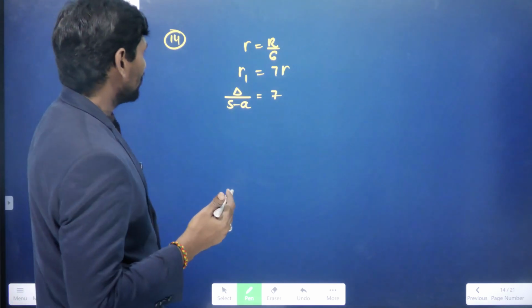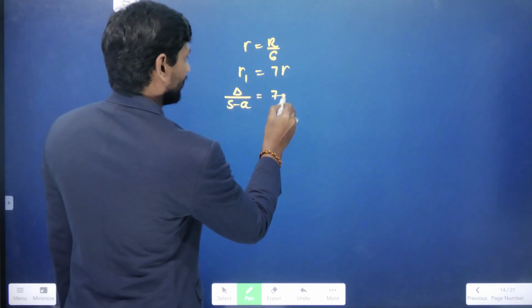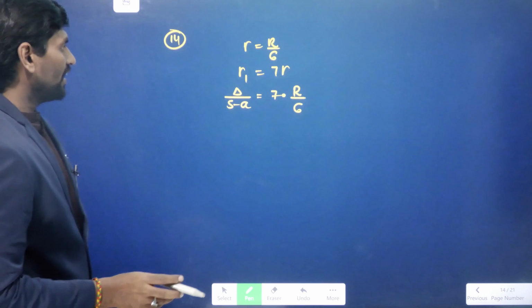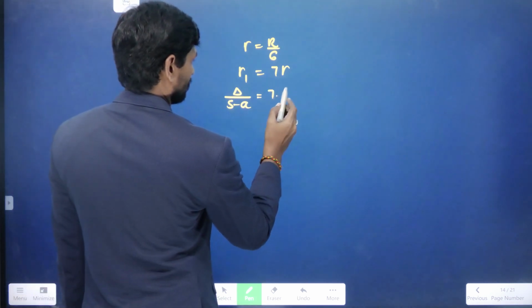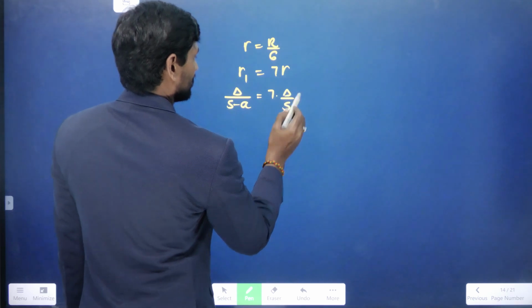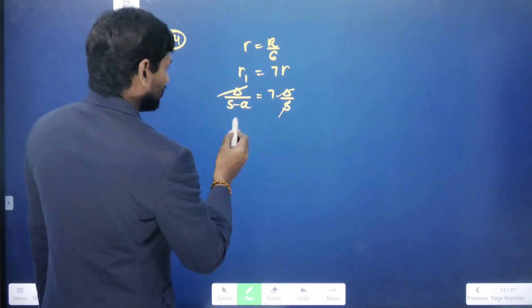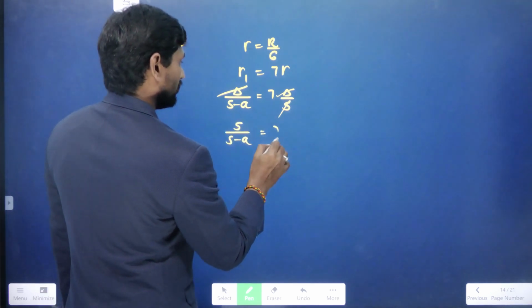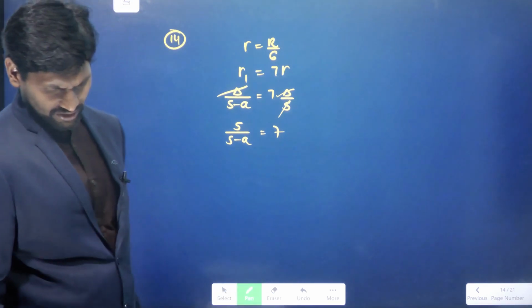Now r1 value is delta by S minus A, 7 into R value, capital R by 6, or delta by S. If I take S as a common term, delta cancels. Now S into S minus A is equal to 7. S into S minus A value can be 7 if you take.